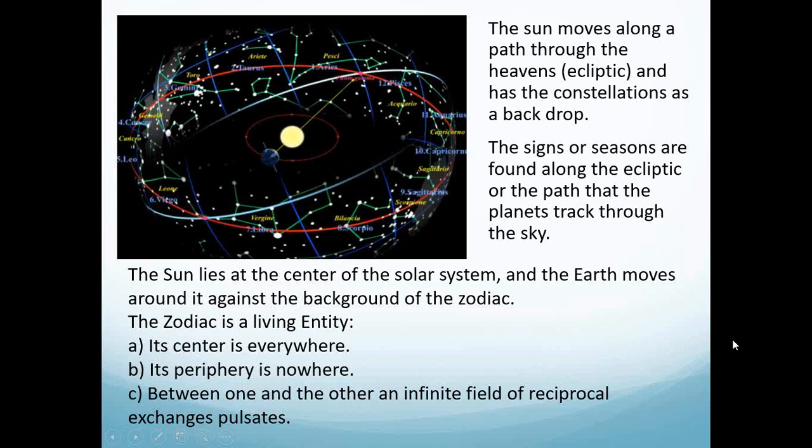So like we have said, the zodiac, the constellations are living, they're alive. So the zodiac is a living entity. We are told its center is everywhere. Its periphery is nowhere. And between one and the other, an infinite field of reciprocal exchanges pulsates.